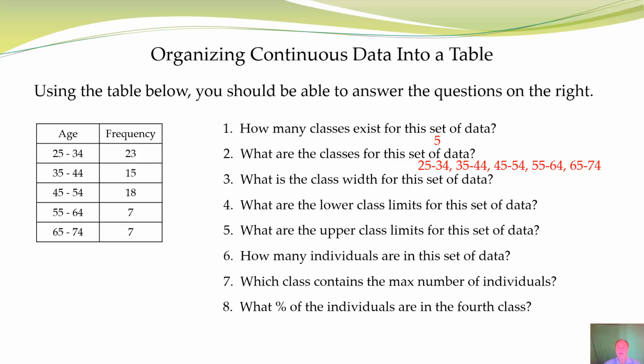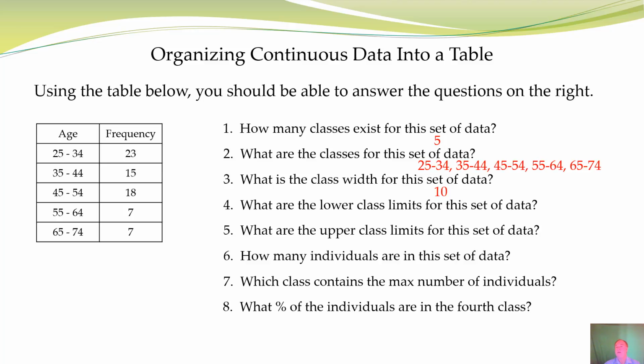What is the class width for this set of data? Well, the class width would be 10. If you take any two lower class limits and find their difference, you would find 10. For example, 35 minus 25 is 10. 55 minus 45 is 10. Or take any two upper limits. 54 minus 44 is 10. 74 minus 64 is 10. The difference between any two lower consecutive limits or any two upper consecutive limits.